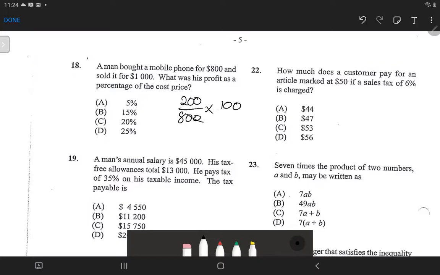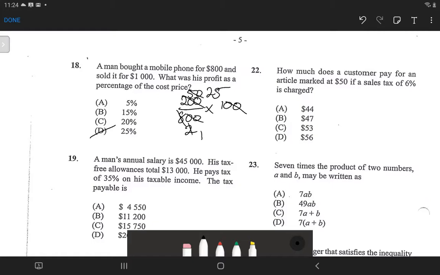Right, so you could probably cancel these two zeros. 4 into 8 is 2, 4 into 200 is 50, right? So you get 25%, right? Which was clear because 200 is 25% of 800.